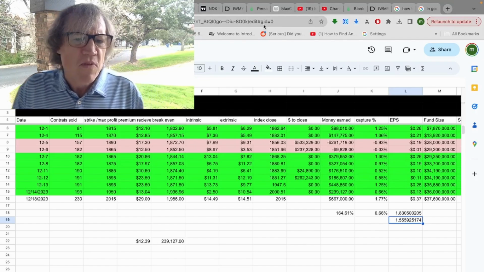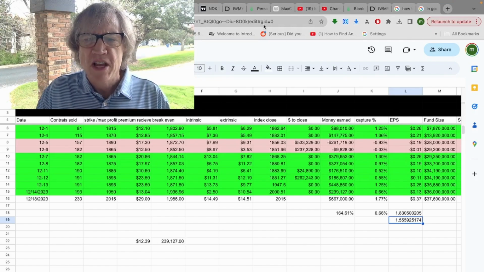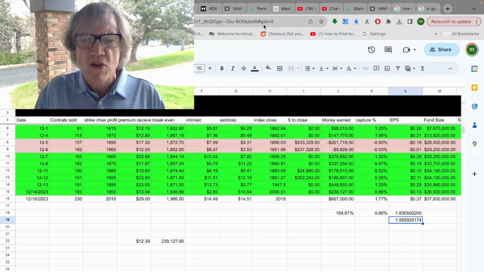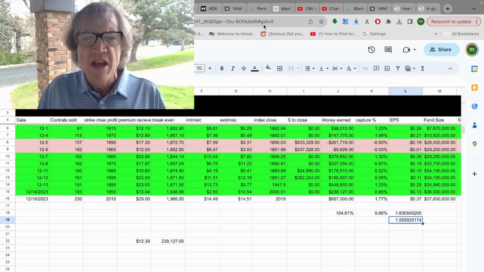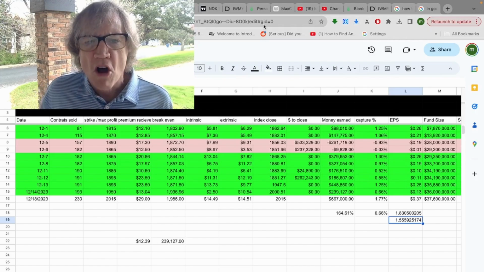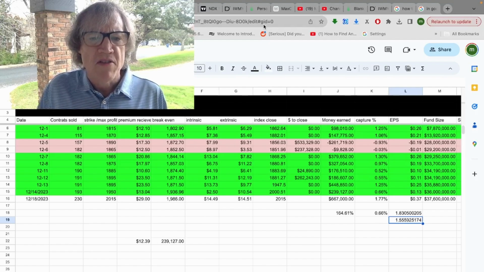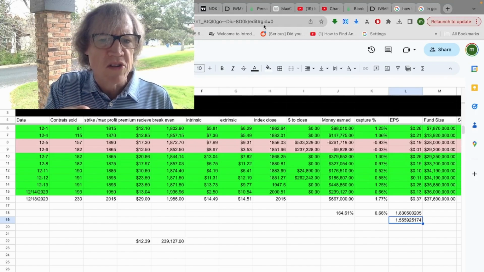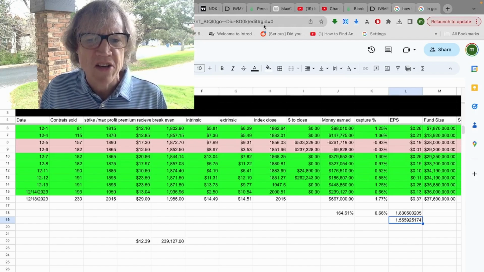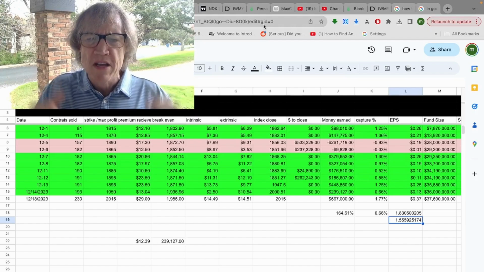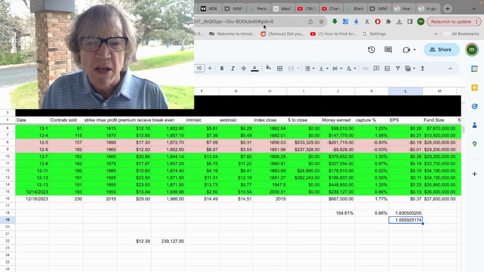The reason I don't emphasize it that much is because it's included in the capture. The intrinsic is already factored in. I could easily make another column next to where it says intrinsic and divide the dollar amount of the intrinsic by the price of the index and come up with the percent in the money. All intrinsic means is that your option's in the money.